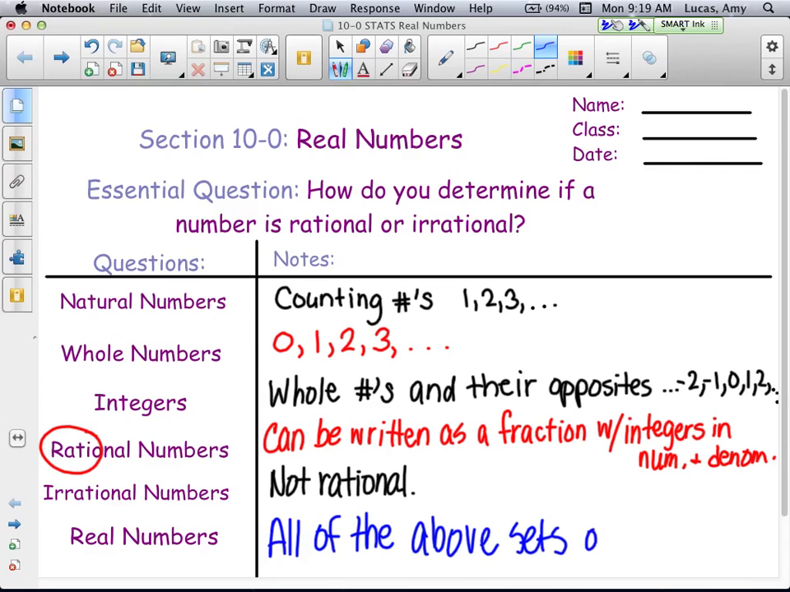So real numbers is like the general category, kind of like if we were working with polygons and we said polygons could be triangles or quadrilaterals or pentagons or hexagons. Real numbers are like the big general set of numbers, and then we break them down within the real number system. You'll see that on the Venn diagram in the next slide.